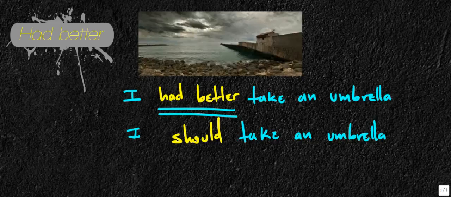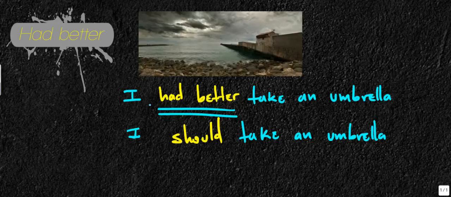If I say, I should take an umbrella, maybe the other person can think, oh, it's a good idea, but it's not necessary. When I say, I had better take an umbrella, it's because I absolutely need to take an umbrella because if I don't take it, there's going to be a negative consequence. Alright? Alright, now let's take a look at the grammar of had better.